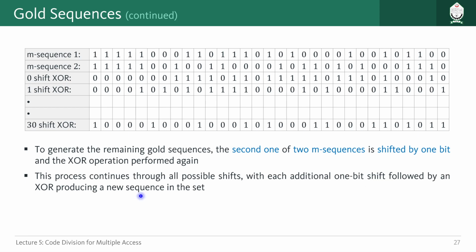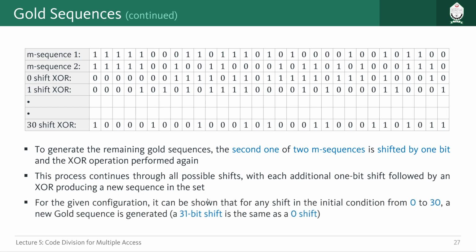And you see, this is what is written here. This process continues through all possible shifts, with each additional 1-bit shift followed by an XOR producing a new sequence in the set. For the given configuration, it can be shown that for any shift in the initial condition from 0 up to 30, a new gold sequence can be generated. Total 31 gold sequences plus these 2, right? And a 31-bit shift is basically the identical sequence we started from for M sequence 2.